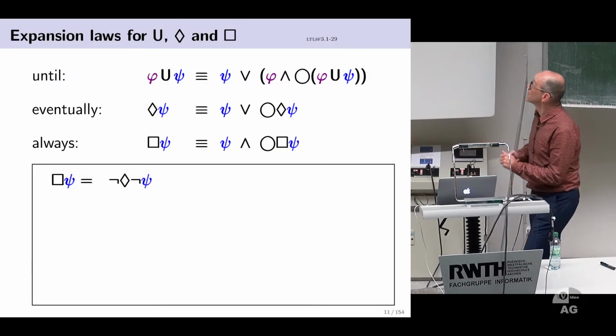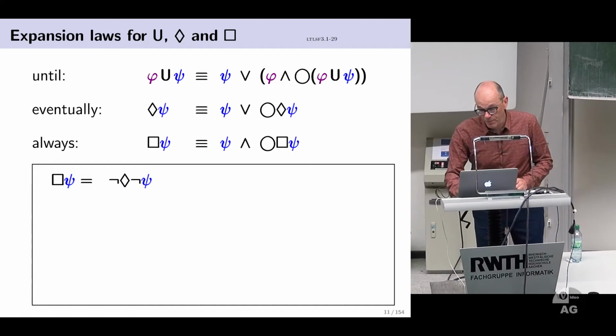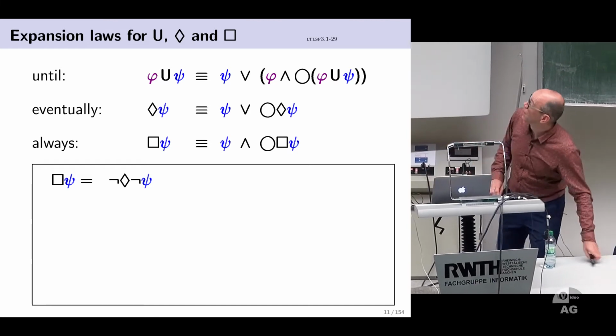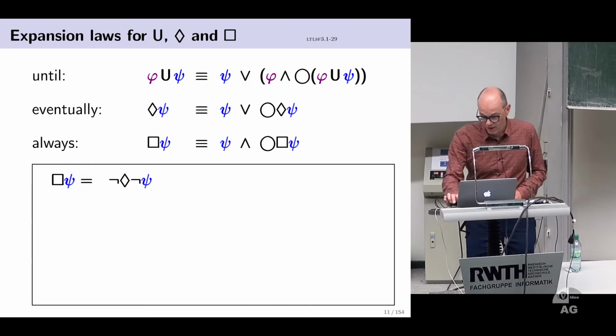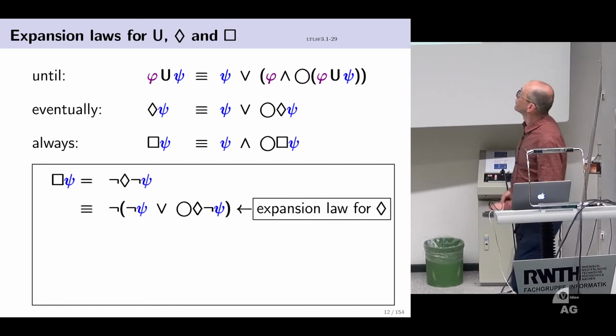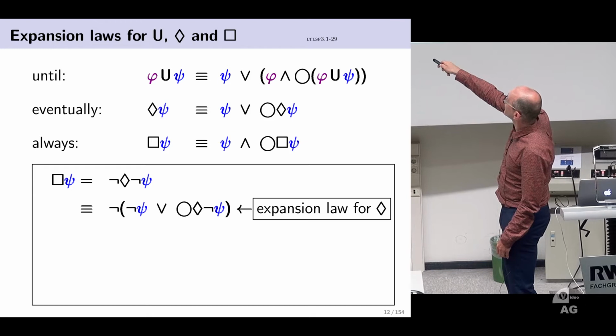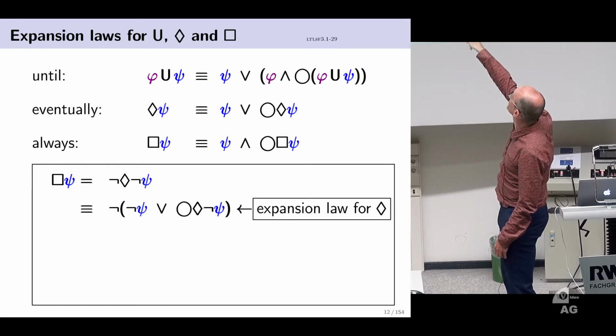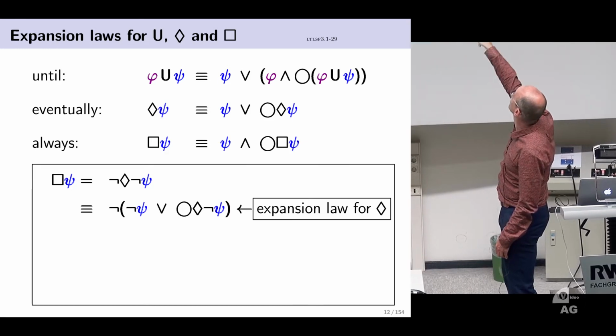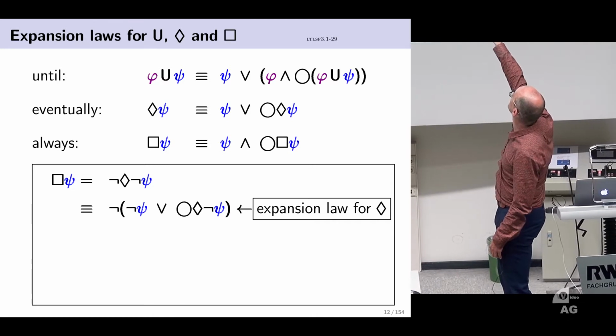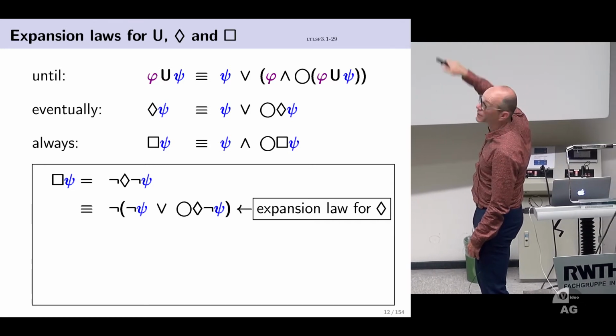So how do we get this? Well, by definition, we know that box psi equals not eventually not psi. Now you look at the law for eventually psi, you plug this in for eventually not psi, so what we get is not psi, or next eventually not psi. That's exactly what we get here.